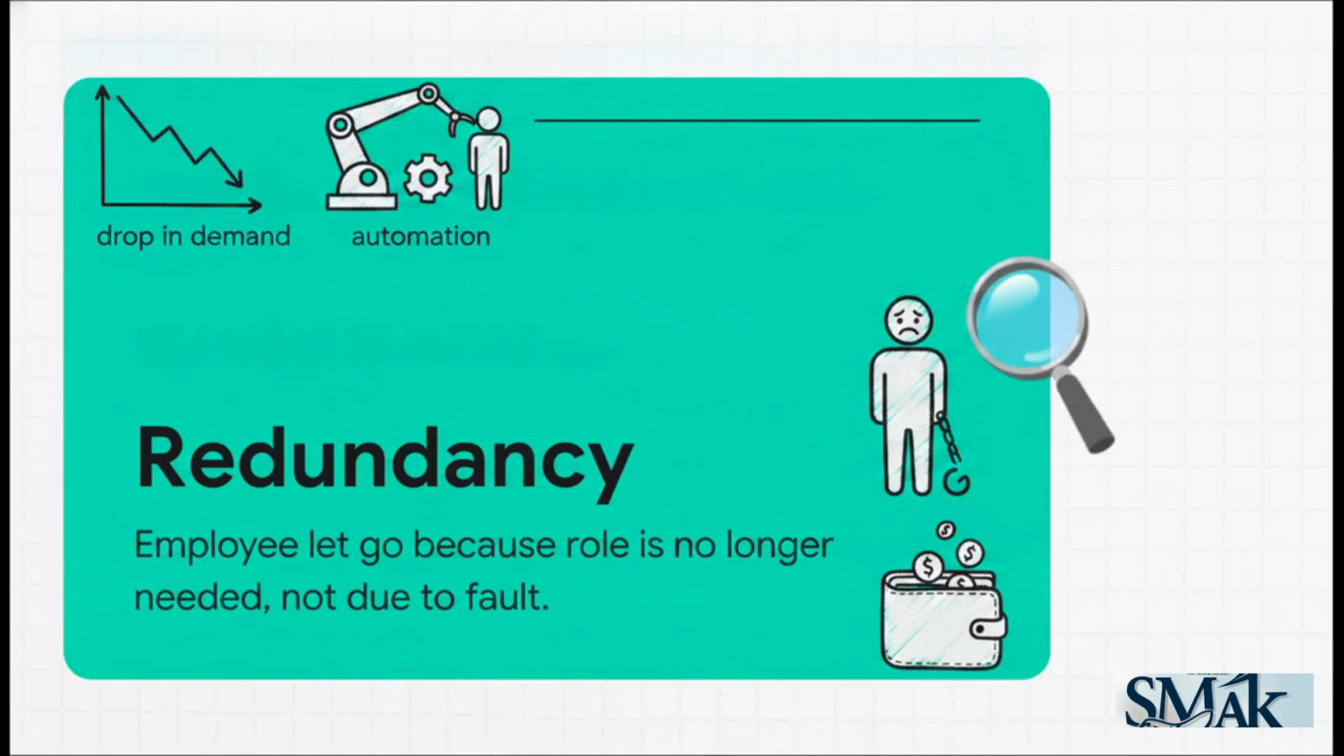Which leads us to a specific term you really need to understand: redundancy. Redundancy is when an employee is let go strictly because their role is no longer needed. Maybe demand dropped, or maybe robots took over the assembly line. It is absolutely vital to understand that this is not due to any fault or poor performance by the employee. Because it isn't their fault, workers who are made redundant are usually given a redundancy payment as a form of financial compensation to help them out.